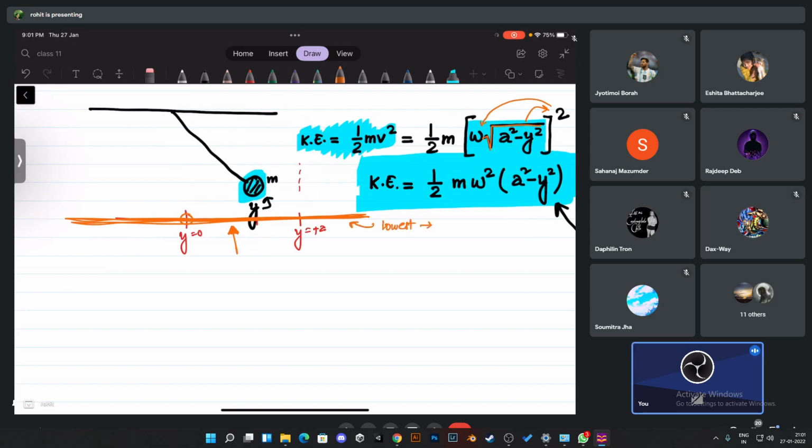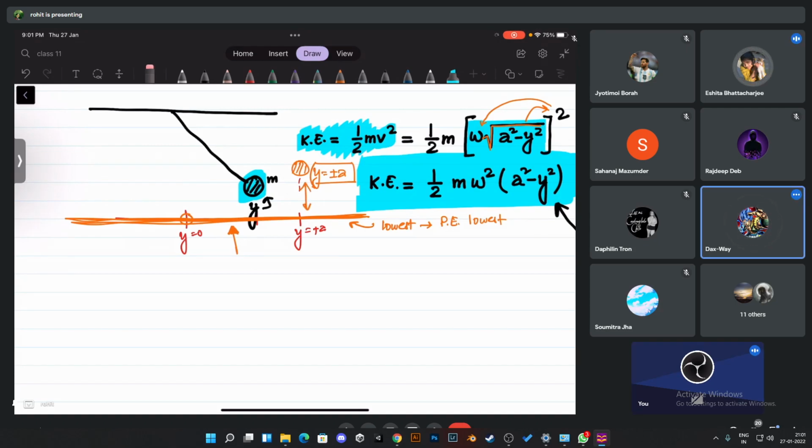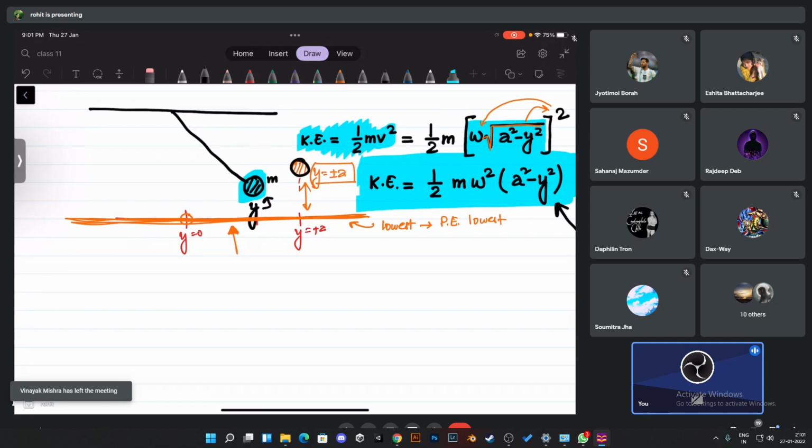So in one way, this corresponds to the lowest potential energy. And y equals plus or minus A represents the maximum height. So this position will represent the maximum potential energy.